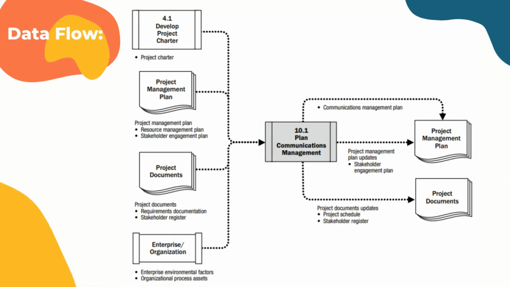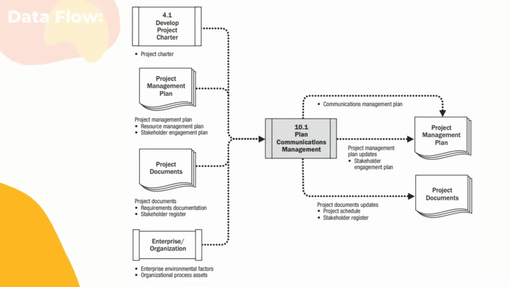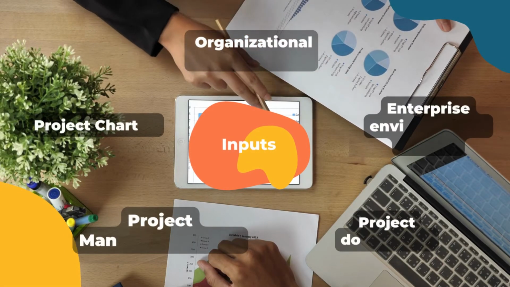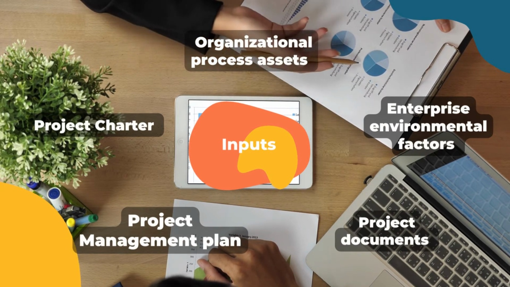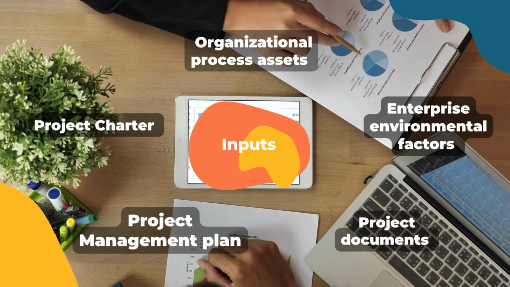Enterprise environmental factors and organizational process assets also influence plan communications management, where various geographic distribution of facilities and resources are taken into consideration. In fact, the organization's process can vary from project to project and organization to organization as it targets standardized guidelines and historical information. Inputs: project charter, project management plan, project documents, enterprise environmental factors, organizational process assets.